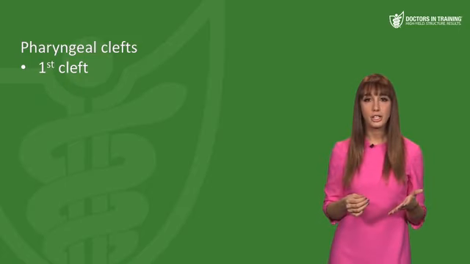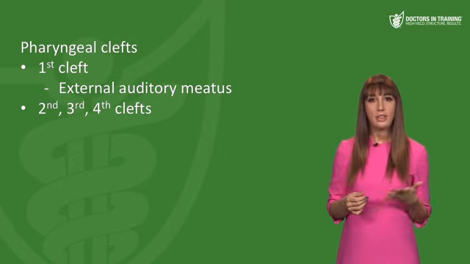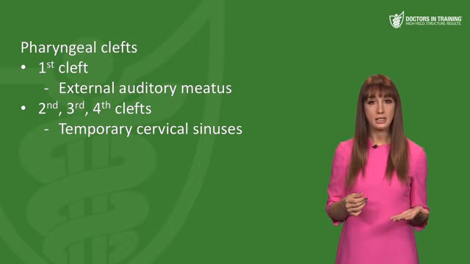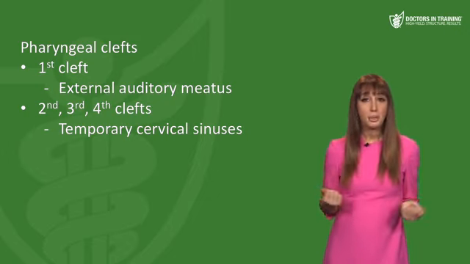So again, the pharyngeal clefts are the ectodermal portion of the pharyngeal apparatus. Let's focus on what adult structures arise from the pharyngeal clefts. The first cleft develops into the external auditory meatus. The second, third, and fourth clefts form temporary cervical sinuses that are obliterated later. And that's pretty much it for the clefts. Pretty easy.